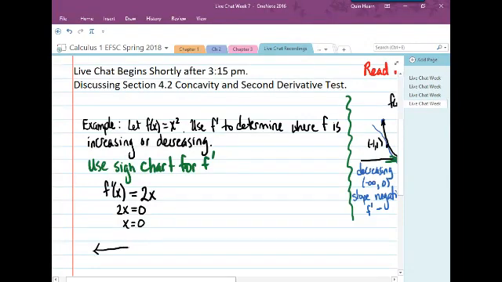You would then make a sign chart that represents all the f prime of x values at a given value of x. We know that when x is 0, f prime of x is 0 also. And then we would just test points on either side, and we would say, okay, if x is -1, we would get -2. So all the values to the left of 0 are going to yield negative derivative values. And then if we plug in a positive value, we get positive values.